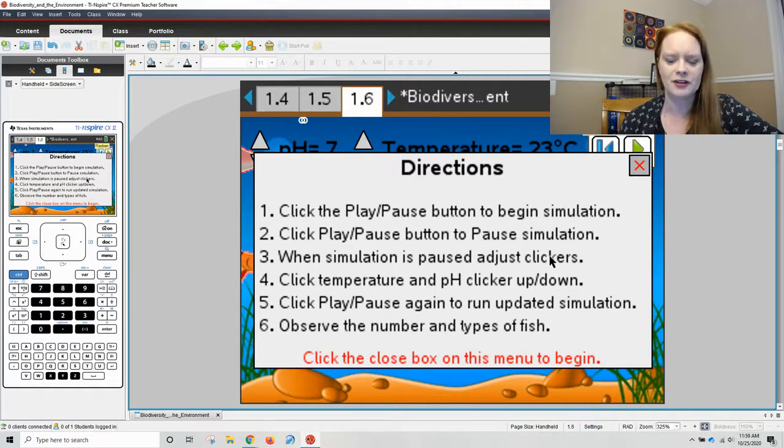And so the directions for the simulation are currently right here. Students typically just hit the red X, but I want to reinforce, if we're doing this in class, what they needed to be familiar with in order to do the actual simulation: how to use the play button, how to reset, and so forth.